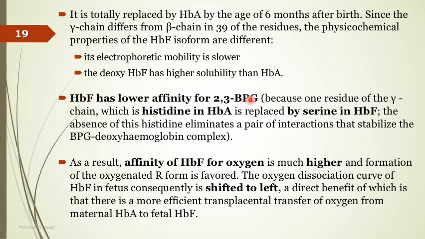and this increases the affinity of hemoglobin F to oxygen. As I said before, binding of biphosphoglycerate fixes the hemoglobin in the tight form and facilitates release of oxygen. Okay? So if hemoglobin F does not bind biphosphoglycerate, it is found in the relaxed form and it binds oxygen with very high affinity. The affinity of hemoglobin F for oxygen is much higher and formation of oxygenated R form is favored.